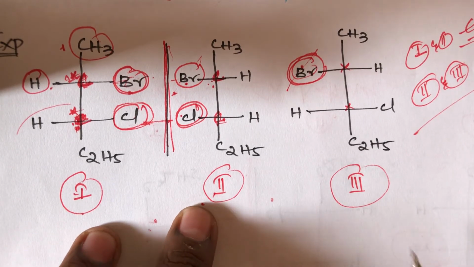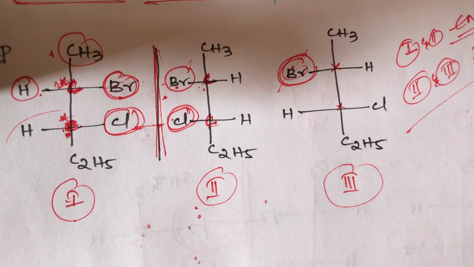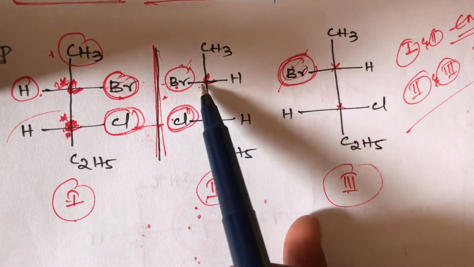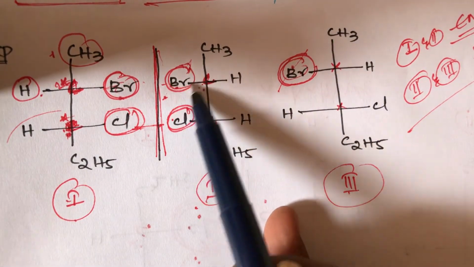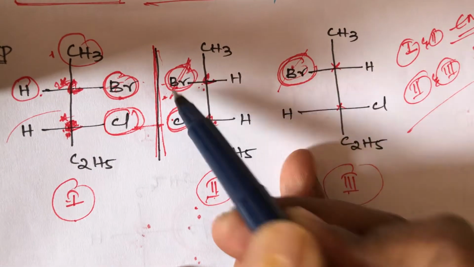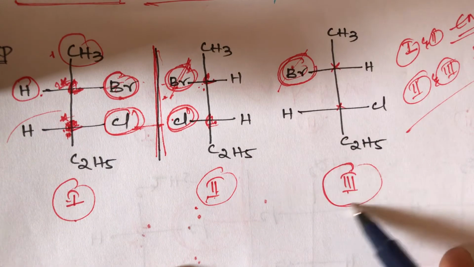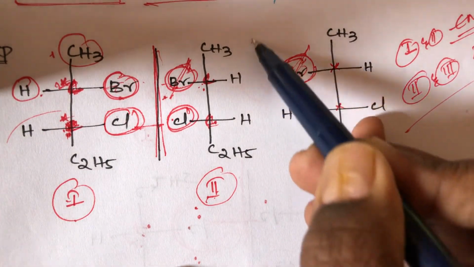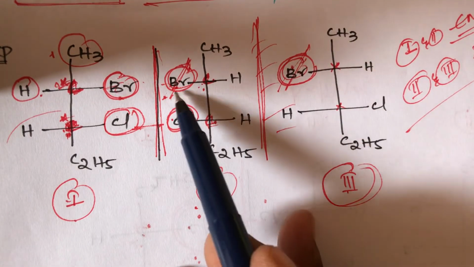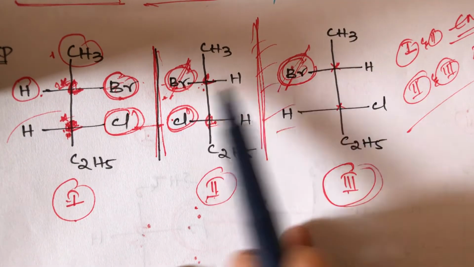Diastereomers. See, what is the condition for diastereomers, students? Diastereomers are stereoisomers which are not mirror images of each other. In structure 2 and structure 3, the bromines do not change on the chiral center. In structure 2 the bromine is present on the left hand side, and in structure 3 the bromine is present on the left hand side. The middle line acts as a mirror, and this bromine does not change in structure 2 and structure 3.